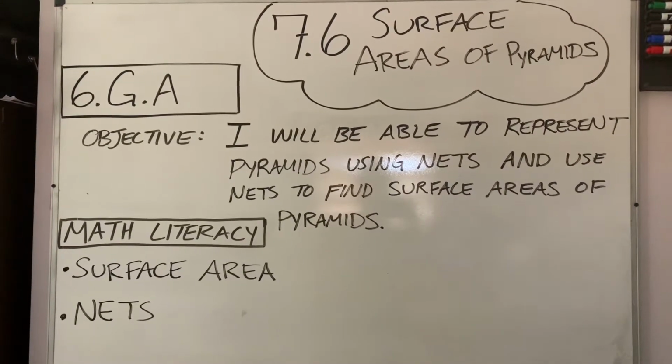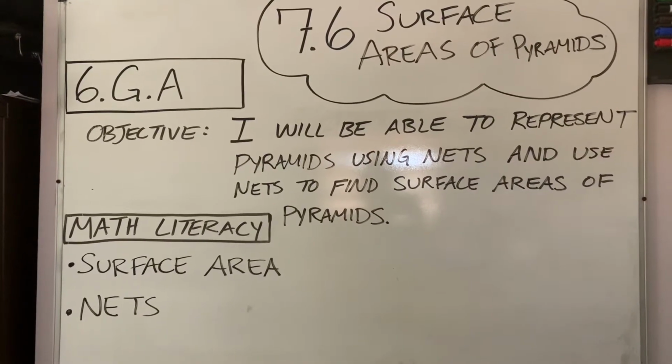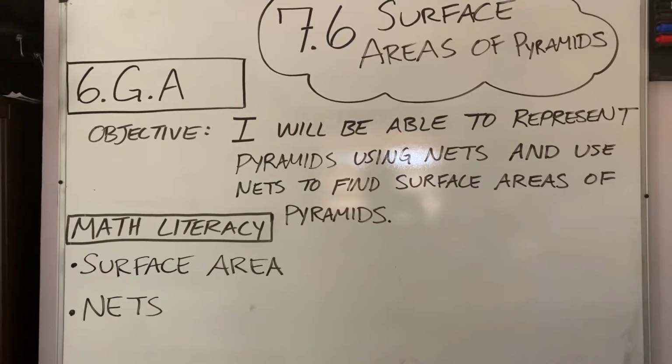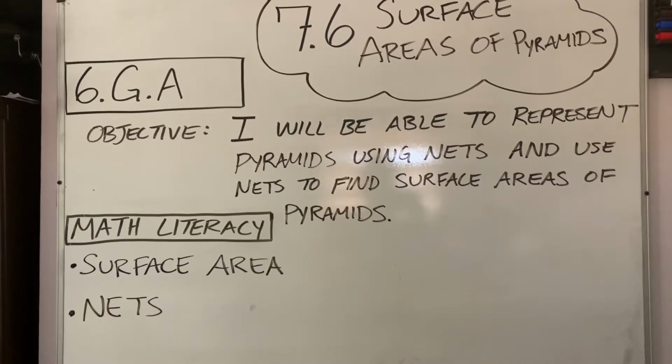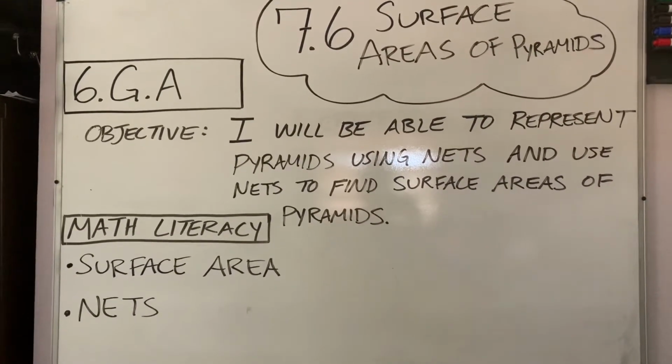Today we're going to work with 7.6 surface areas of pyramids. Our standard is 6th grade geometry A. Our objective is that we're going to be able to represent pyramids using nets and also use nets to find surface areas of pyramids. Our mathematical literacy, we have surface area and nets.